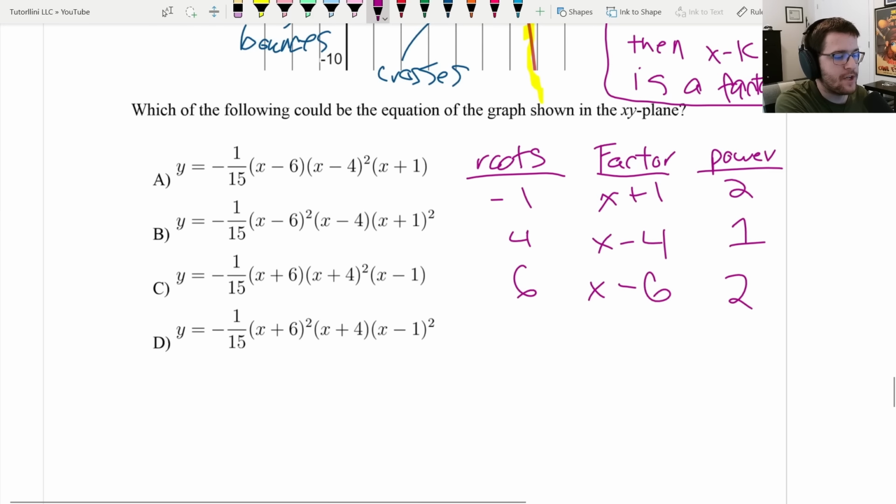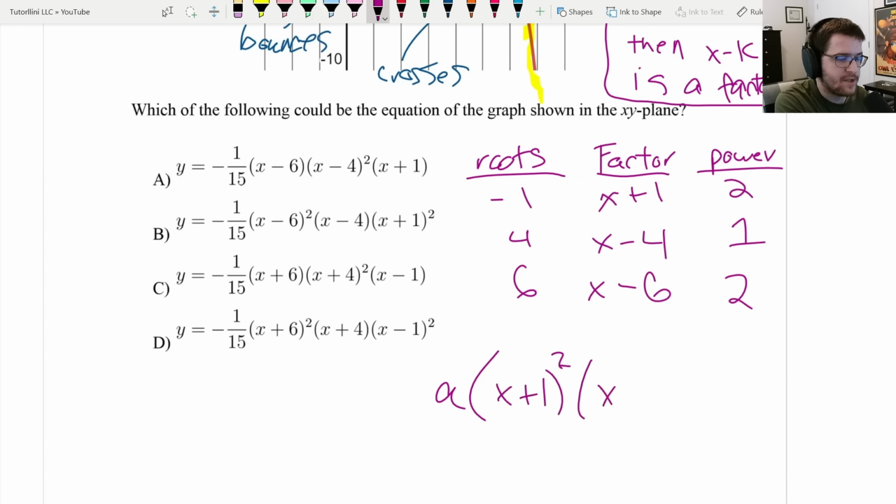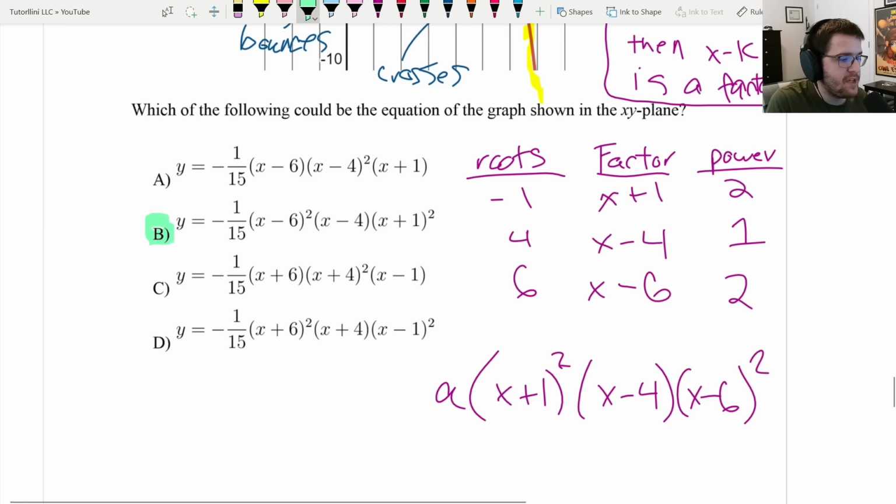So we've got the lead coefficient, I'll just call it A, followed by x plus 1 squared, x minus 4, and then x minus 6 squared. Okay, let's see if there's any answer choices that look like that. And I believe B fits that bill. We got x minus 6 squared, x plus 1 squared, x minus 4, and we've got a negative lead coefficient. So B is the only one that checks off all the boxes.